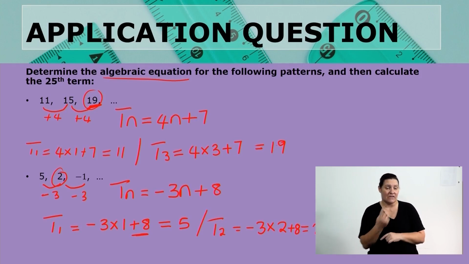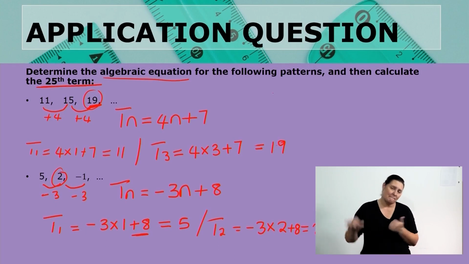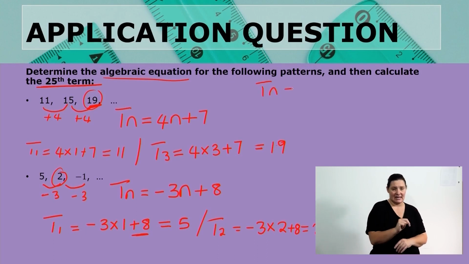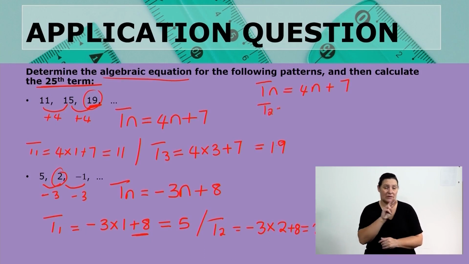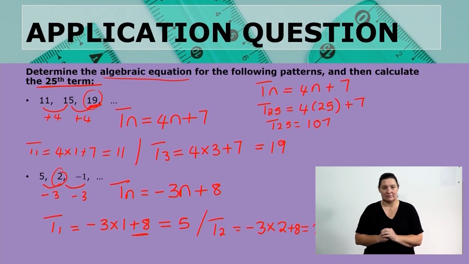Now, going back to the first one, I actually forgot to find the 25th term. Sorry for that. So let's go back to this one where we are going to say Tn is equal to 4n plus 7. But we are looking for the 25th term. So that is going to be 4 multiplied by 25. Remember, I'm using my brackets and we are going to add 7. Right. So what is 4 multiplied by 25? If you are thinking of 100, you are correct. And then when we add 7, that is going to be 107 as our answer.